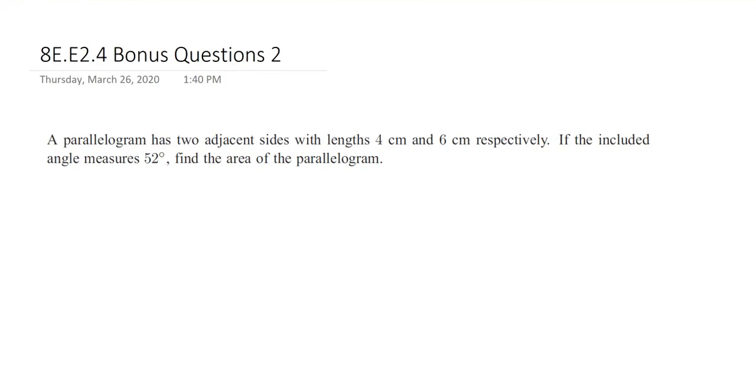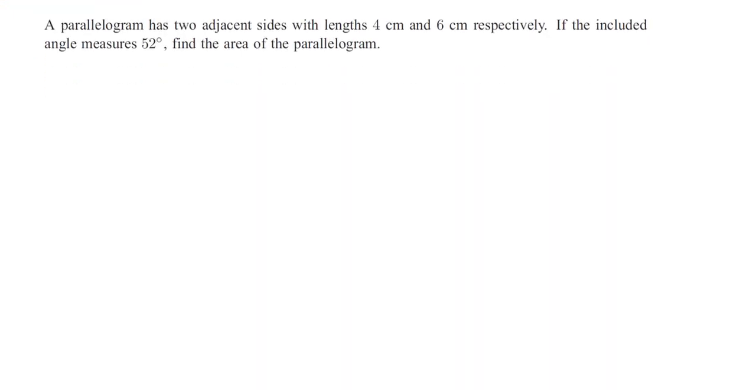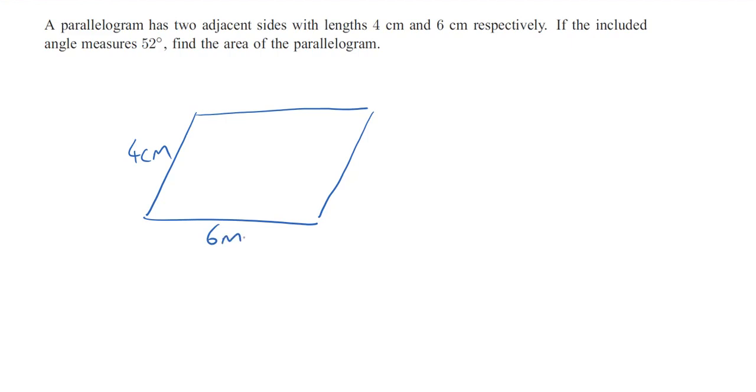Okay, now I'll go through the answer. So a parallelogram has two adjacent sides with length 4 and 6 centimeters respectively. If the included angle measures 52 degrees, find the area of the parallelogram. So if I was to draw this parallelogram, I suppose it would look something like this, with an angle here of 52 degrees.